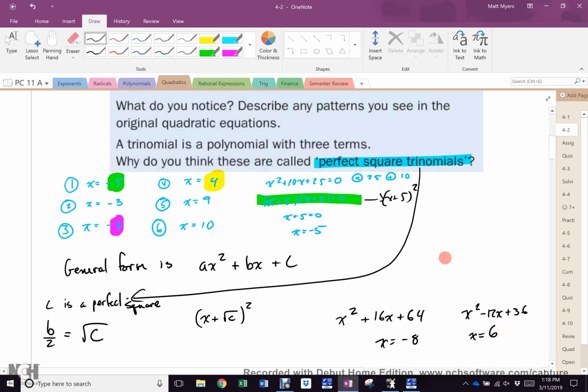Okay, what if I gave you 16x squared plus 24x plus 9?